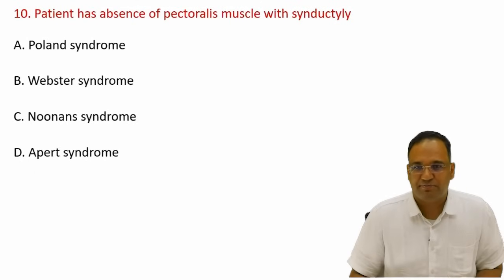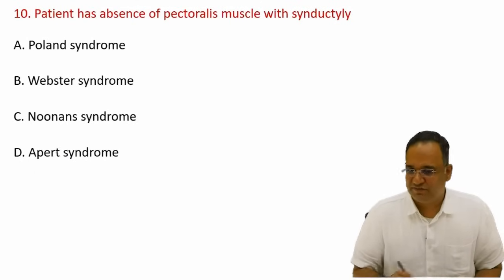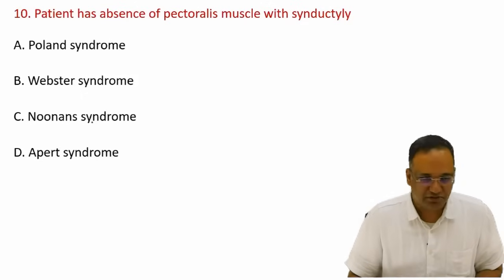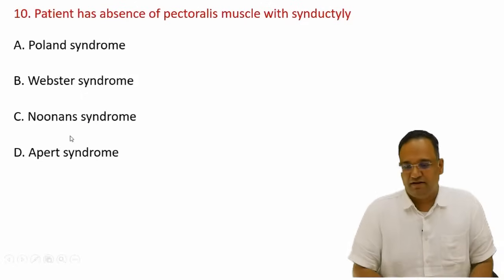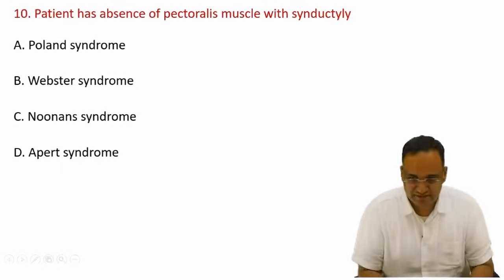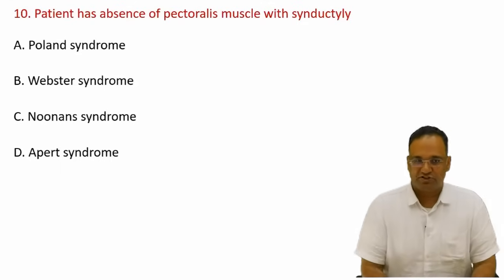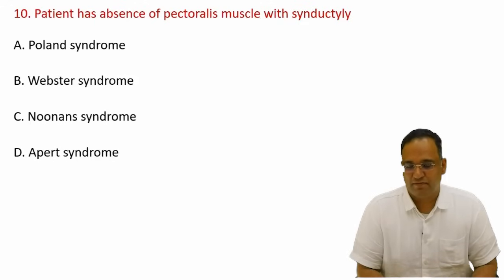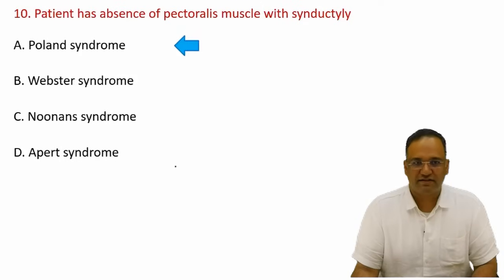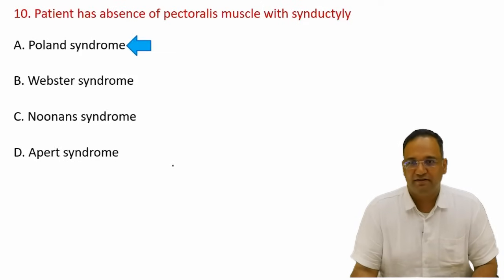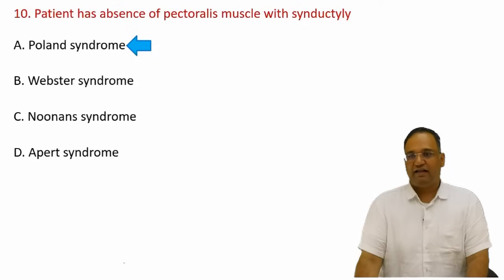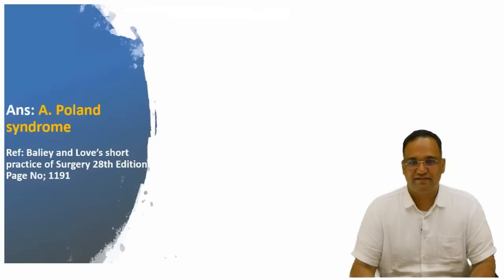Patient has an absence of pectoralis muscle with syndactyly. It's a very famous question and a simple question, and this has been discussed along with breast cancer in our class. Discussion of breast anatomy, embryological abnormalities. Answer is Poland syndrome, absence of pectoralis muscle and brachysyndactyly, and costochondral chest defects and rib defects and hypoplasia of the subcutaneous tissues on the affected side. Yes, Poland syndrome.